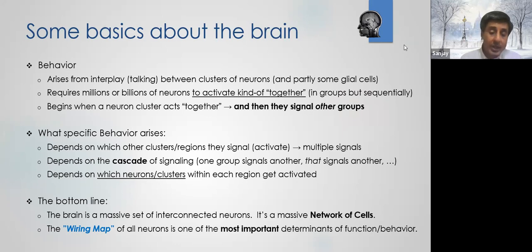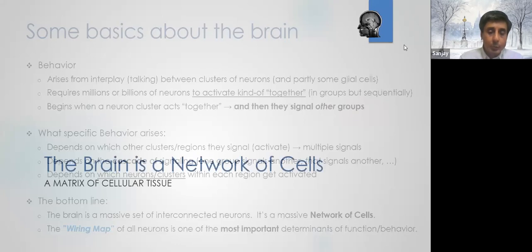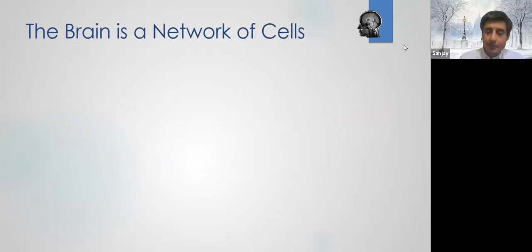These are the two most important ideas that I want everyone to understand, and we're going to go further into this. I'm going to go just a little bit into this next part, and then we'll take a break. But the brain is a network of cells. This is an important idea.